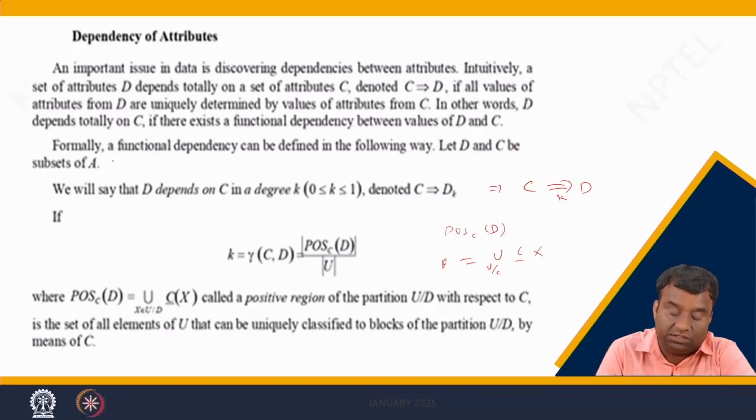Let D and C be subsets of A. We say that D depends on C in a degree k, where k belongs to 0 to 1, denoted as C implies_k D. Here k equals gamma(C,D), which is equal to the cardinal number of the positive region of C with respect to D, divided by the cardinal number of U, the total elements. The positive region of C with respect to D is the union of all lower approximations of the classes of the partition U by D. It is called the positive region of the partition U by D with respect to C, and it is the set of all elements of U that can be uniquely classified to blocks of the partition U by D by means of C.